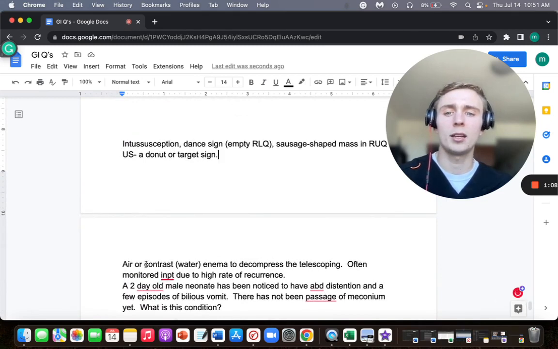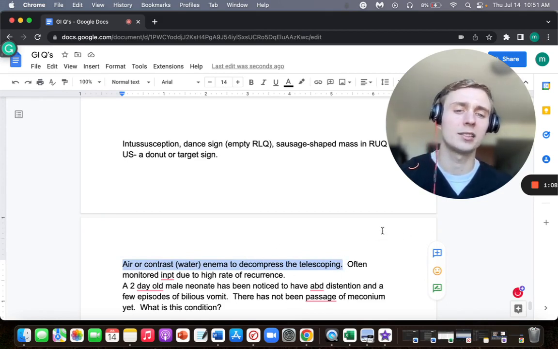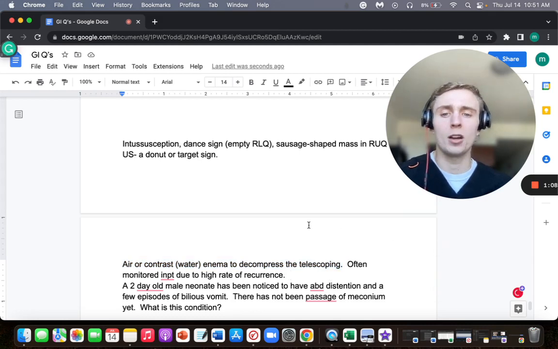How is our treatment going to be? It's going to be an air or water contrast enema to decompress the telescoping. So this is really the treatment. Enema of water or air to decompress, to detelescope it. Often monitored inpatient because this can recur very easily. So it can recur very easily, so we need to do this inpatient.